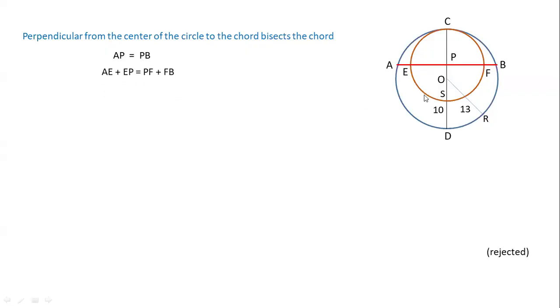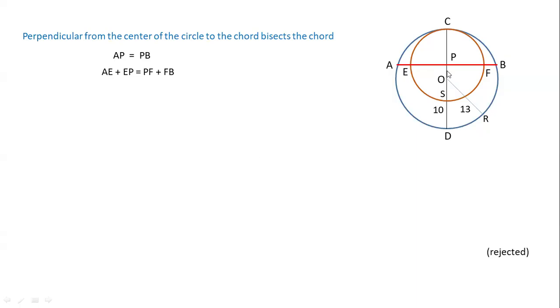But what is AP? AP is AE plus EP. And PB is equal to PF plus FB. It's clear from the figure: this plus this is equal to this plus this, because AP is equal to PB.